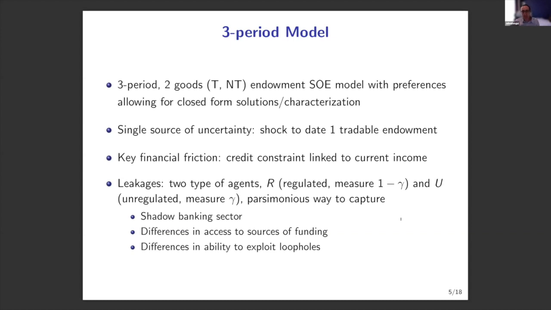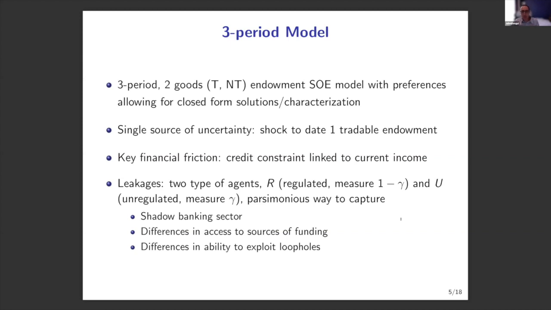Okay, and we think that this is a parsimonious way of capturing a number of different phenomena, such as shadow banking, differences in access to sources of funding across institutions or across different agents, and differences in the ability of borrowers to exploit loopholes. So this is going to be, for the most part, something we're going to take as exogenous.